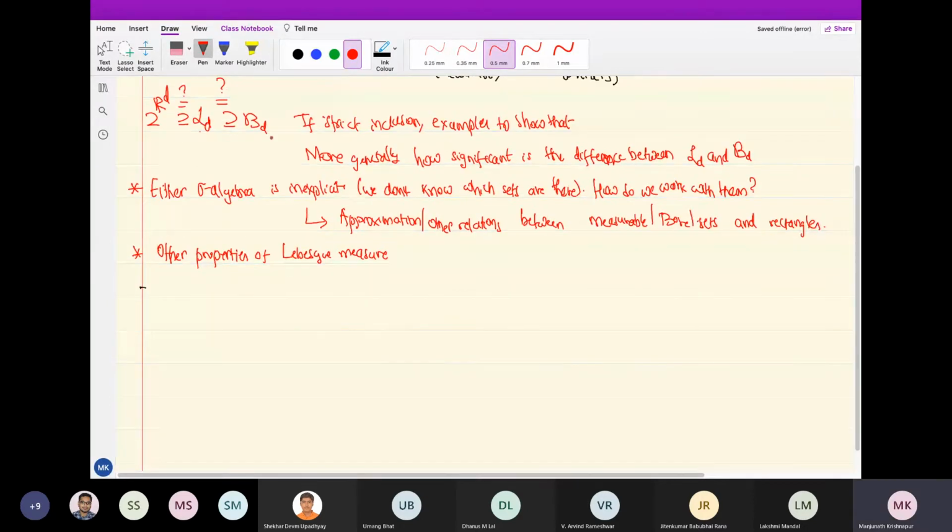Other properties of Lebesgue measure. Maybe I start there. Okay, so let me start there. What are properties of Lebesgue measure? Why is Lebesgue measure special? What does it have to do with R^d? Okay, so let's start with symmetries.